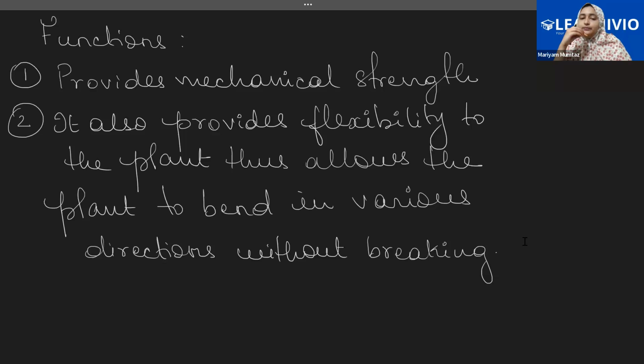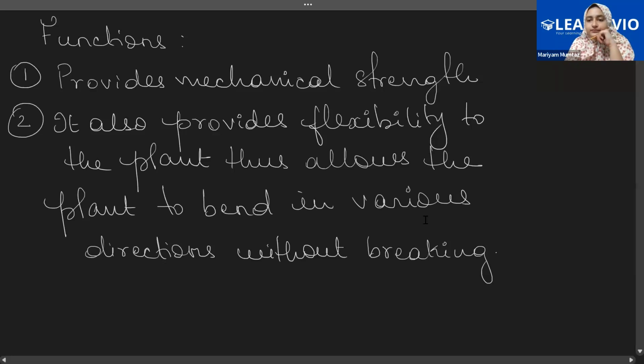That is the reason why, during a gust of wind or when it is raining, the plants survive. The older, bigger trees usually break, but the smaller ones, the twigs that you see, you'll never find them breaking. Why? Because they are very flexible because of the presence of collenchyma. Is it clear?